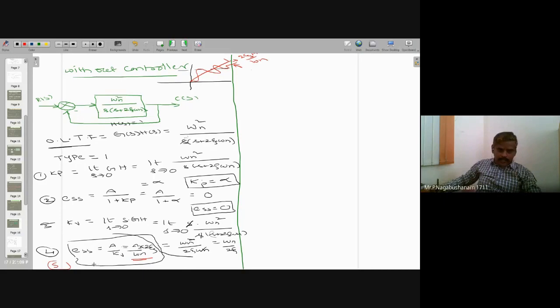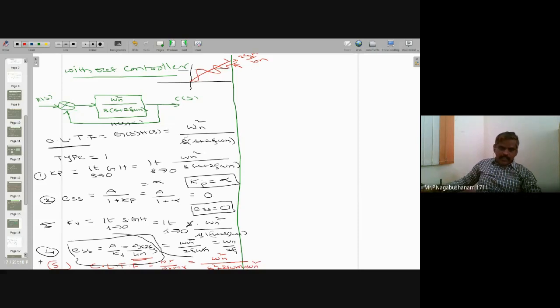Now I'm going to get the closed loop transfer function. Closed loop transfer function I already told: if it is a unity feedback system, closed loop transfer function is numerator divided by numerator plus denominator. This is the numerator, and this is the denominator. If I add them, you will get the standard second order closed loop transfer function: omega n square divided by s square plus 2 zeta omega n s plus omega n square.